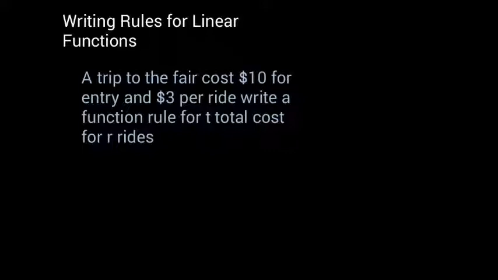Alright, going to write rules for linear functions. So, a trip to the fair costs $10 for entry and $3 per ride. Write a function rule for t, the total cost of our rides. So we want t, the total cost, so we're going to have t equals, it costs $3 per ride, so that's going to be 3r plus our entry fee of $10, which you only pay one time.